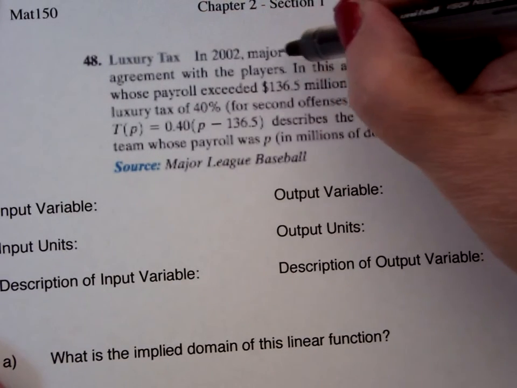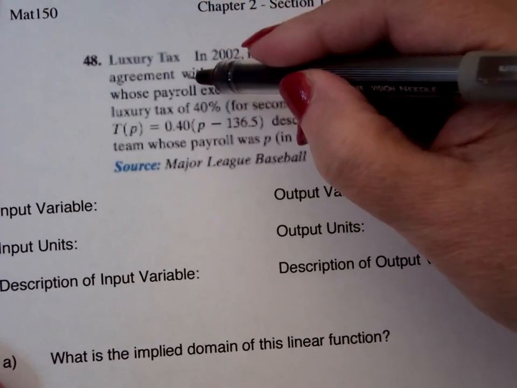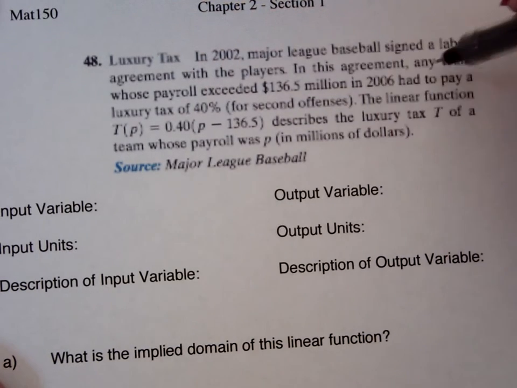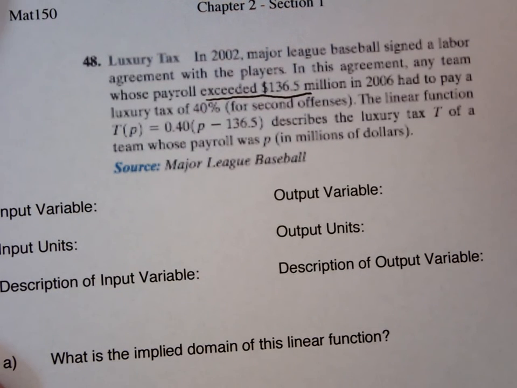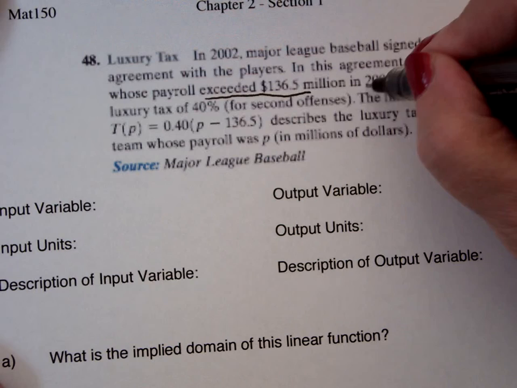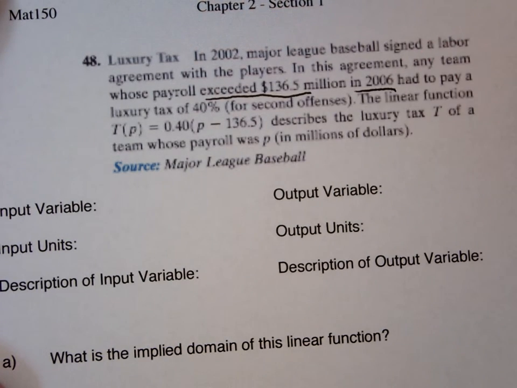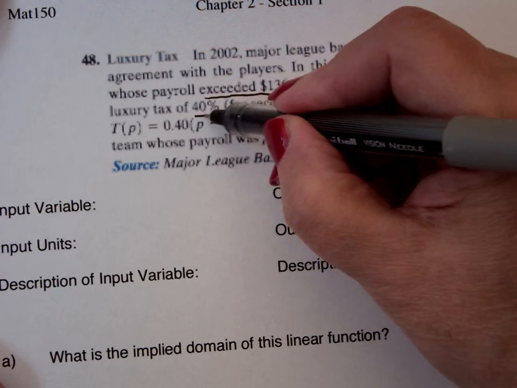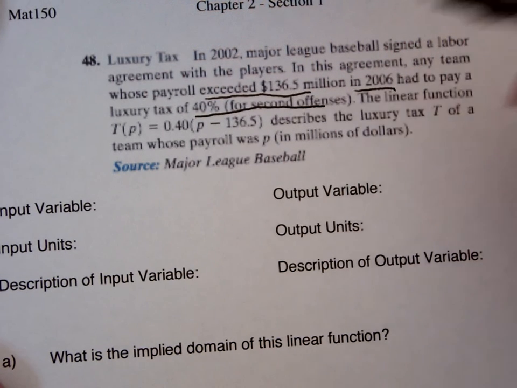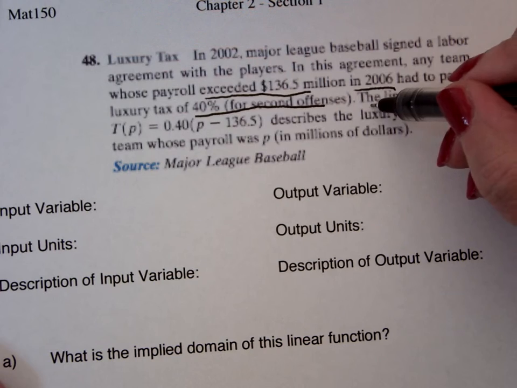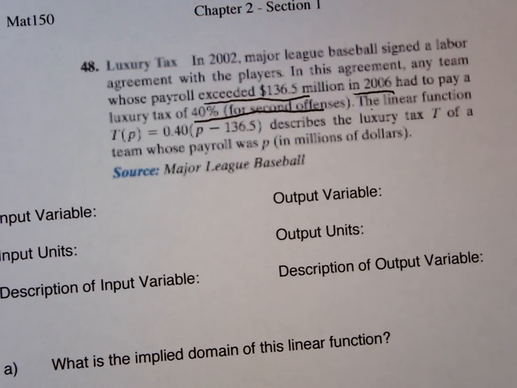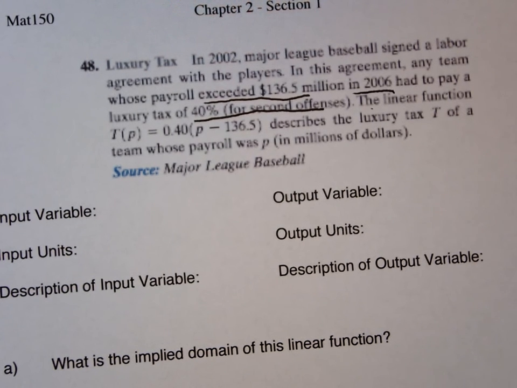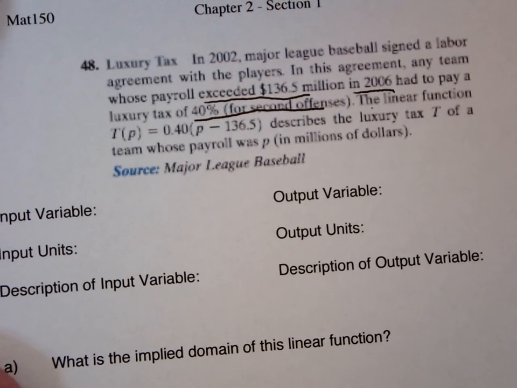In 2002, Major League Baseball signed a labor agreement with the players. In this agreement, any team whose payroll exceeded $136.5 million in 2006 had to pay a luxury tax of 40% for second offenses. The linear function, and then I look at that and say, who cares? I underlined a bunch of stuff, who cares? And you're going to say, well, what? Because they gave me the function. I don't care now.